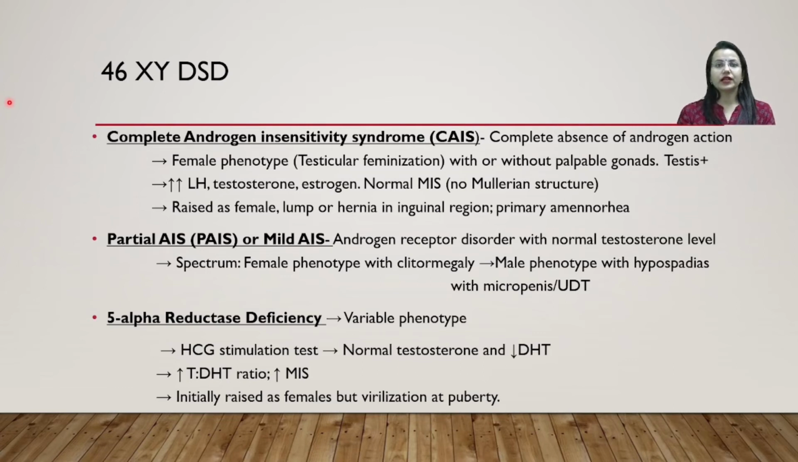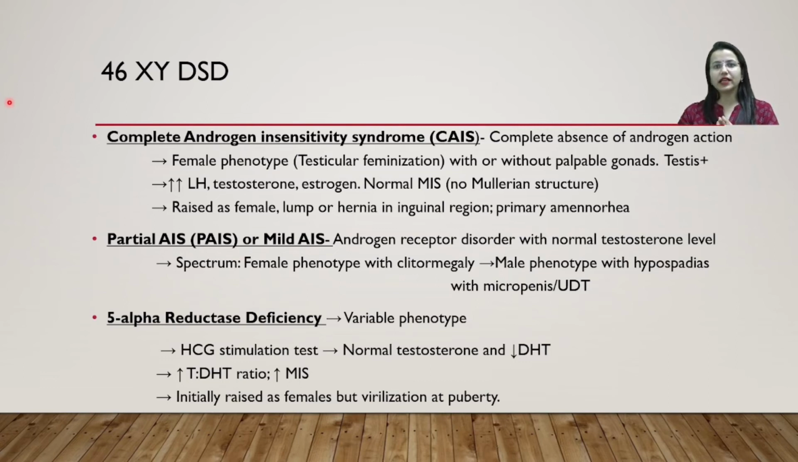Partial androgen insensitivity syndrome is when there is an androgen receptor disorder, but the level of testosterone is normal. There is a variation in them, so they can have a female phenotype with clitoromegaly, or it can go up to a male phenotype with hypospadias or presenting with micropenis or UDT.